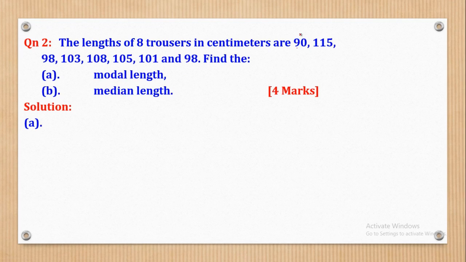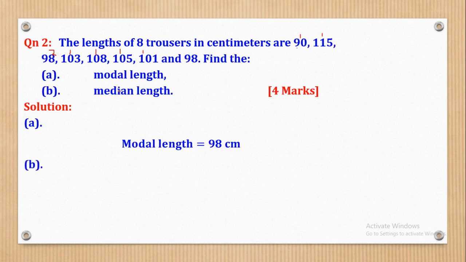If you look, 90 occurs only once, 115 occurs only once, but 98 occurs twice, and 103 occurs once, and each of the others occurs once. So it's only 98 which occurs twice. What does that mean? It means that our modal length will be 98, but you put the centimeters because it was given in the question.